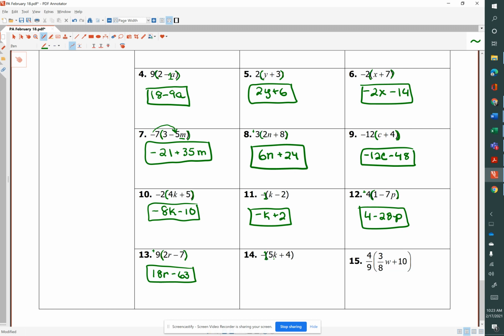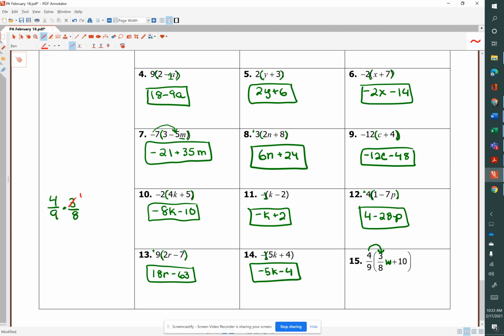So we have negative 1 times the quantity of 5k plus 4. Negative 1 times positive 5 is negative 5k. Negative 1 times positive 4 is negative 4. And finally, we have a fraction, no problem. Let's work over here. First, we have 4/9 positive times 3/8 positive with a w. So let's look at 4/9 times 3/8, and we can simplify this.